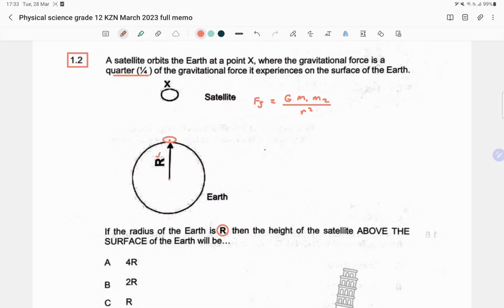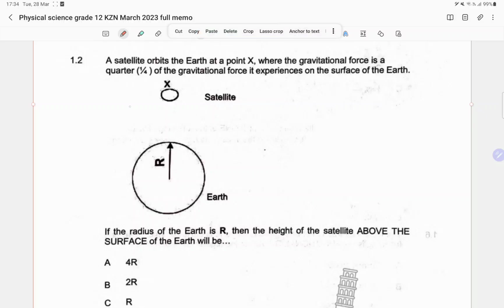Great. So we know that this Fg will essentially be the capital letter G, m1, m2, whichever it is, and then the distance between them is the capital letter r squared. So that's what we wanted to know. So this is the force on the surface of the Earth between these two objects, which is the center of the Earth and the satellite. But now the satellite is sitting right up there.